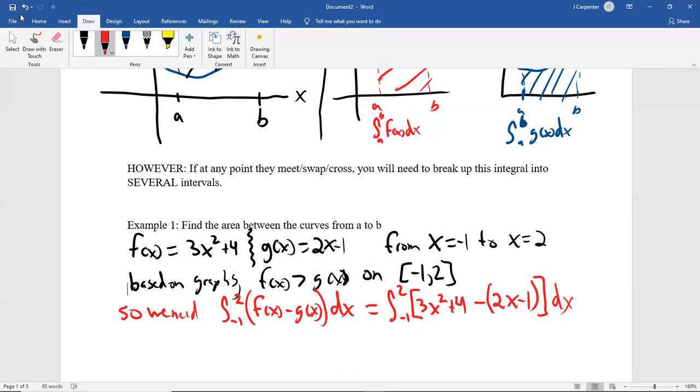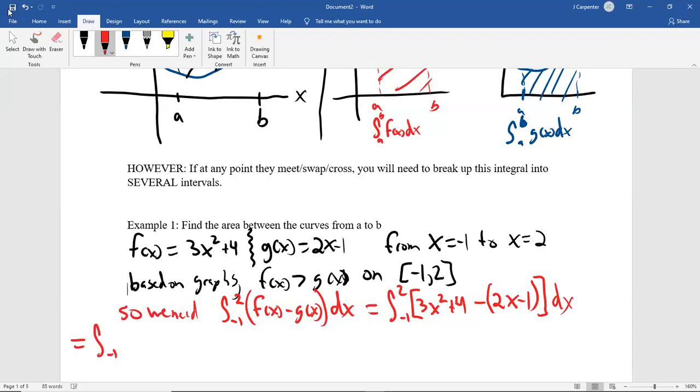Now, what some students might do is they'll do the 3x squared plus 4, they'll plug in the 2 and the -1, and they'll get the upper area, the whole thing. Then they'll do this integral of 2x minus 1 by itself, plug in the 2 and the -1 into that, and then they'll get the lower one, and then they'll subtract those two numbers. And that's fine, but this is a shorter way to do it. It's gonna be less work. Just combine your like terms and then do the integral.